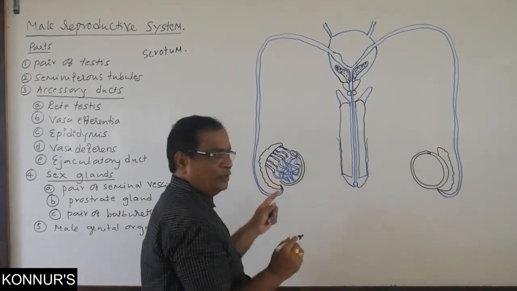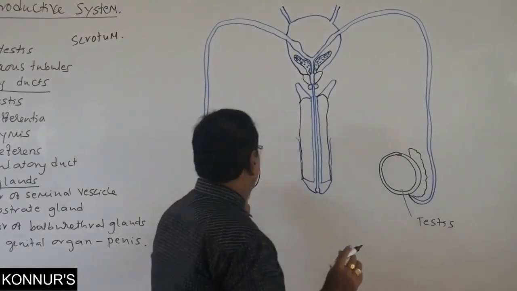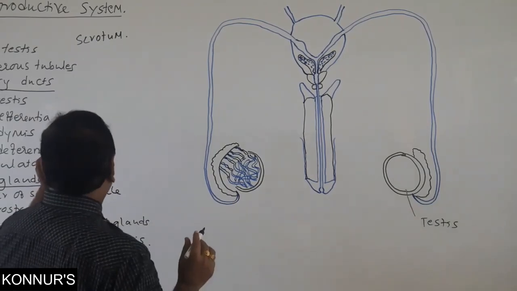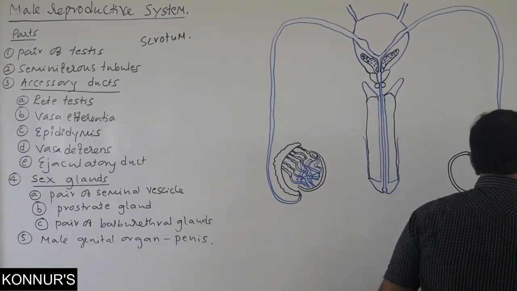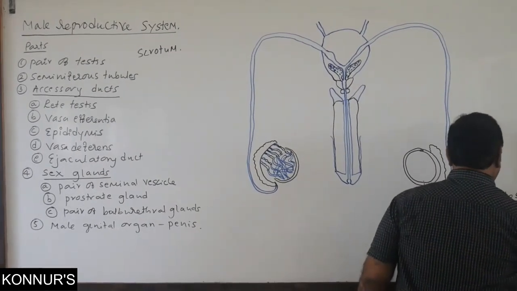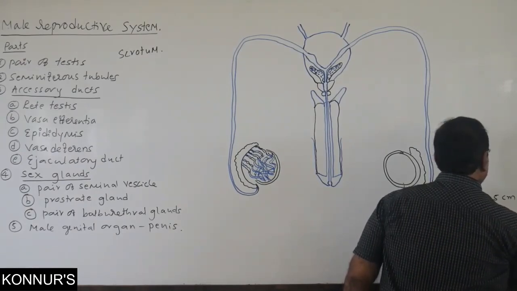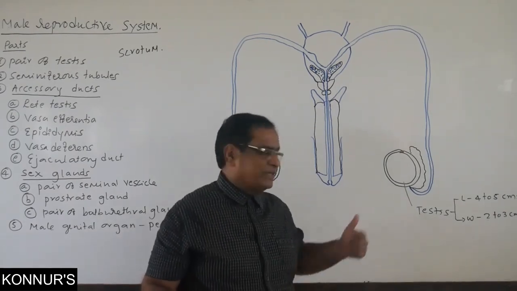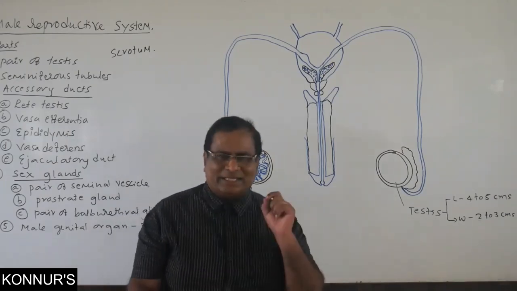Here one testis is dissected to see the internal structures. As for the size of the testes, the length is 4 to 5 centimeters and the width is 2 to 3 centimeters, and it is oval in shape.